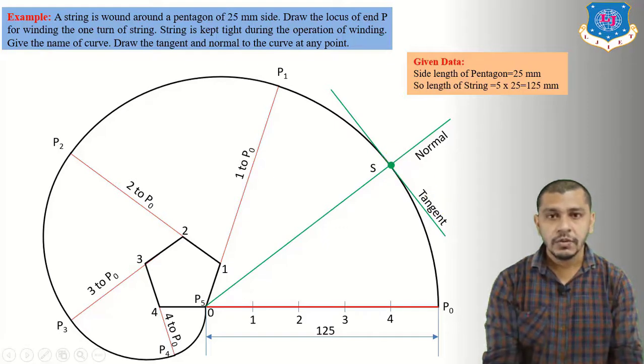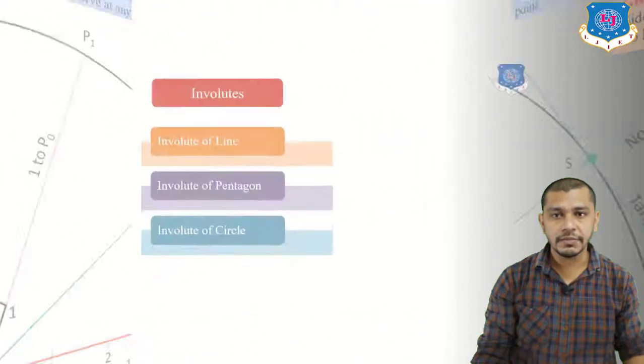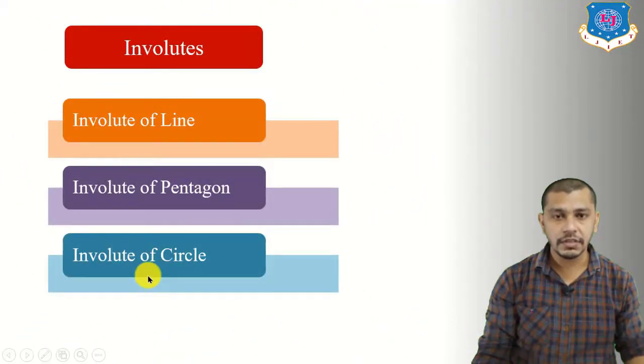So now one question will come in your mind, that how to draw a pentagon. If you want to know how to draw a pentagon, then watch my video on geometric construction, in which I have explained the methods to construct the polygons. The link of the video is given in the description. Now let's move on to the next method, involute of a circle.